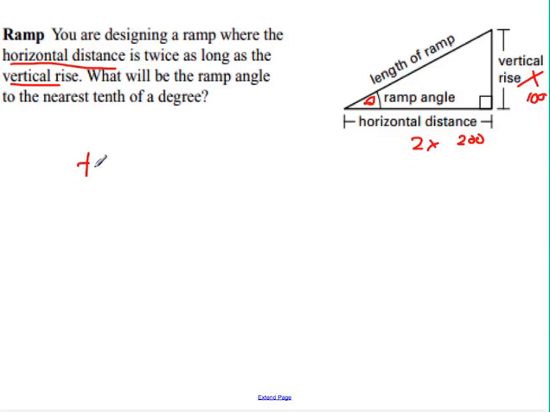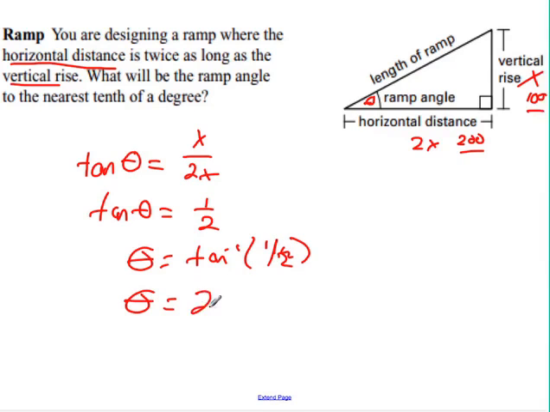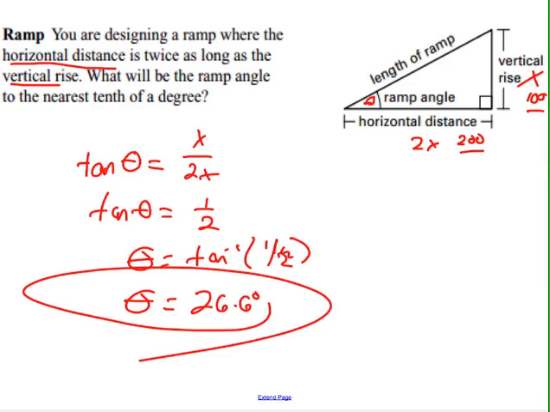So when I talk about these two things, because I'm dealing with the opposite and the adjacent, it's going to be the tangent of theta equaling the opposite, which is x, over 2x. When I simplify this, the tangent of theta is going to be 1/2. Whether I put in 100 or 1,000, 200 or 2,000, it's still going to be 1/2. So this will be the tangent inverse of 1/2. That's a half. Holy smokes. And theta equals approximately 26.6 degrees.